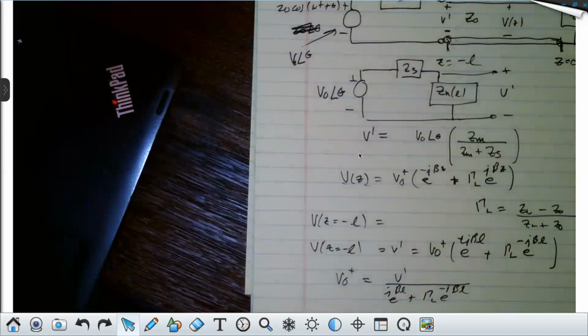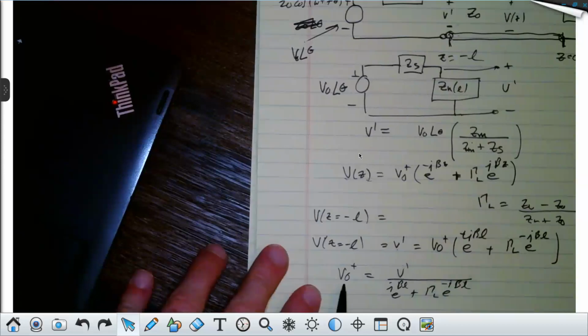Now V0 plus is really the magnitude of the wave that's going in the positive direction, but superimposed on that is the wave traveling in the negative direction. That's this portion right here. And so these two are complex and they make up the phasor form of the voltage at any point in the line. And that's V0 plus, all right? That's what we're after. Box that.